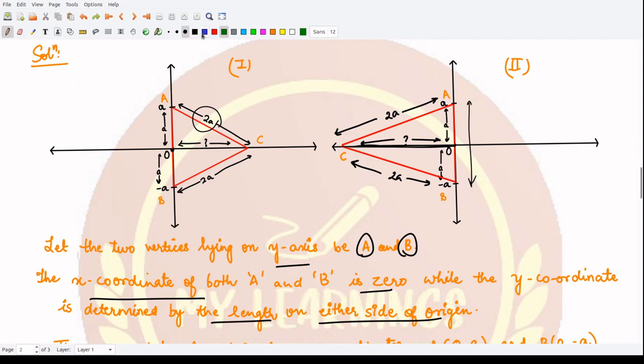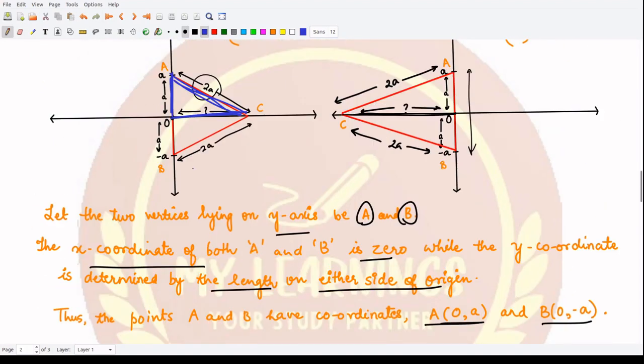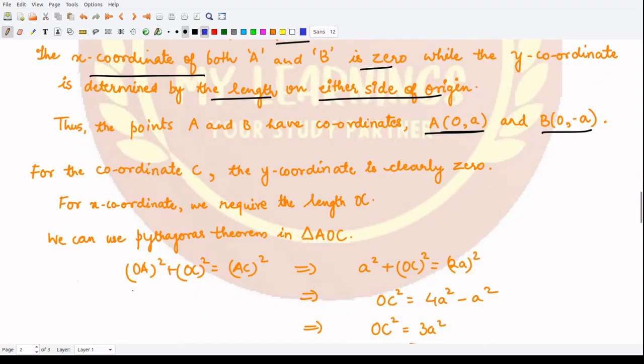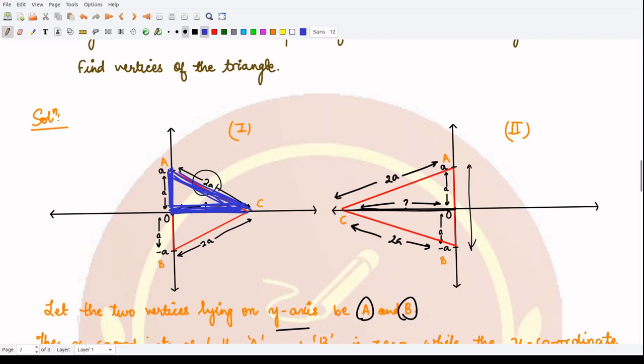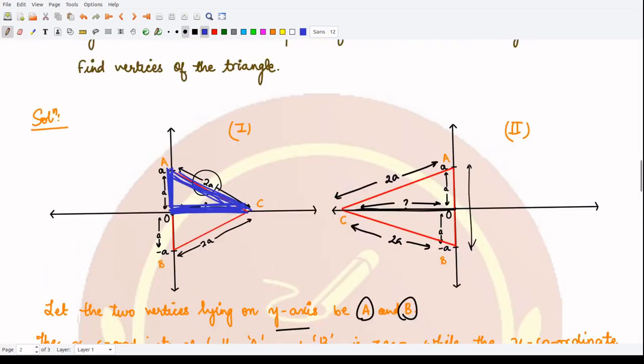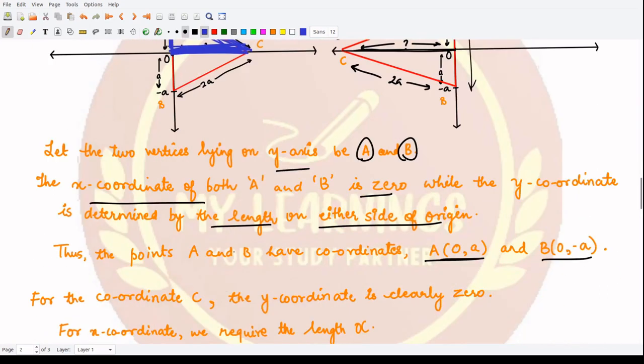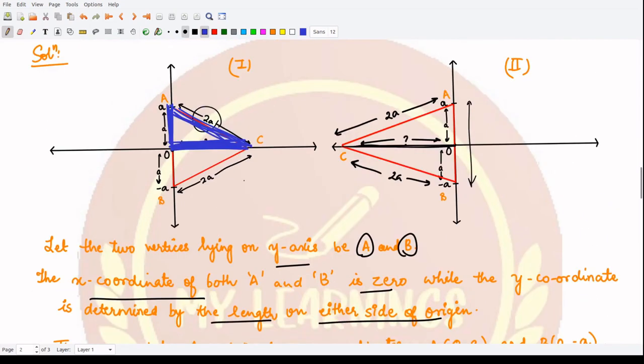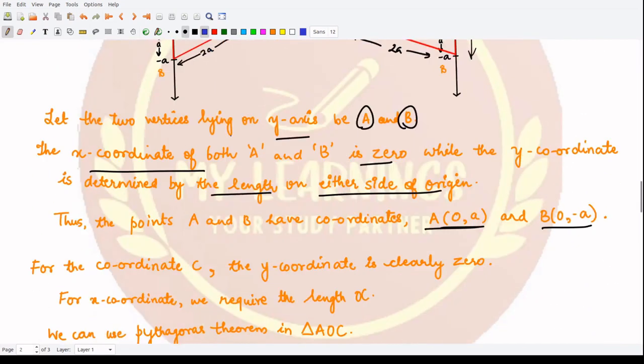Let me clarify the figure first. You can see we have a right angle triangle forming here, with this as the right angle. Hence we can apply the Pythagoras theorem here. We have the perpendicular, we have the hypotenuse, and we do not have the base. So very clearly OA squared plus OC squared would be equal to AC squared. This is what I have written. Now we know the value of OA, it is a. We do not know OC, so let's keep it as OC. And the value of AC, since the side of the triangle is 2a, is 2a.